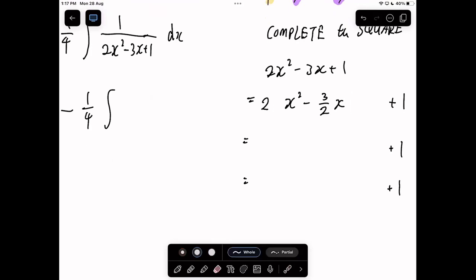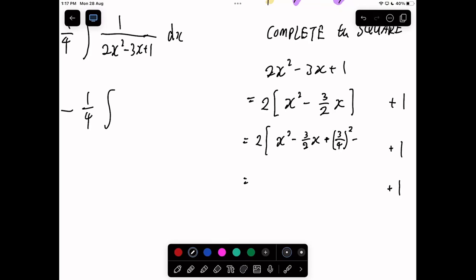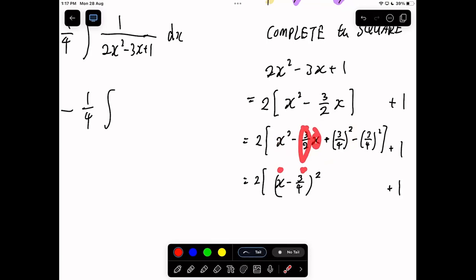Maybe just to make it even more systematic, I'll put square brackets from the beginning. So this is 2 times the square bracket: x squared minus 3 over 2 x, which I can rewrite by adding half the coefficient of x, which is 3 over 4, squared, then minus that 3 over 4 squared. Close the square bracket. What do you notice about the first 3 terms? It becomes x minus 3 over 4, squared. Like a squared minus 2ab: 2 times x times 3 over 4 becomes 3 over 2 x, the 2 and 3 over 4 cancel, then plus b squared. Then minus that 3 over 4 squared.